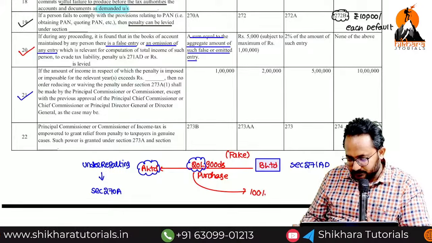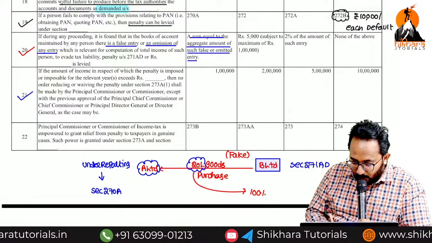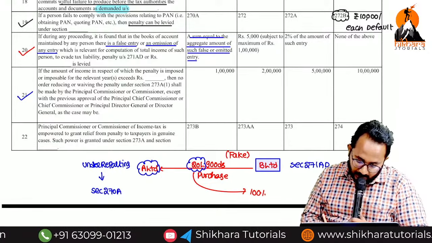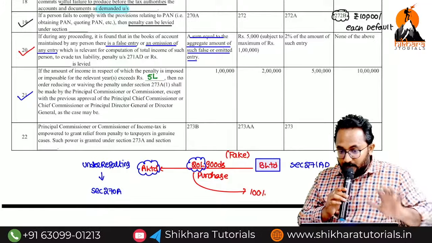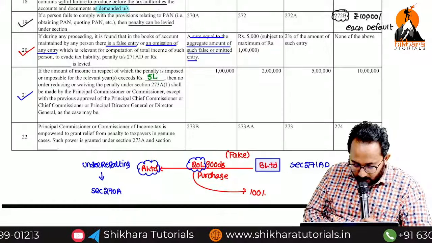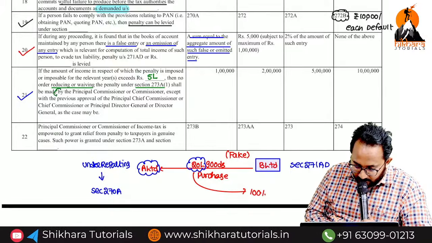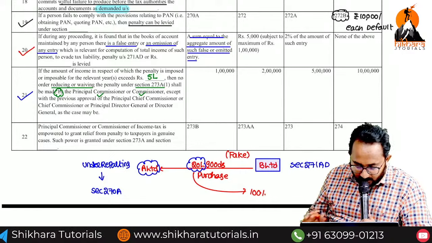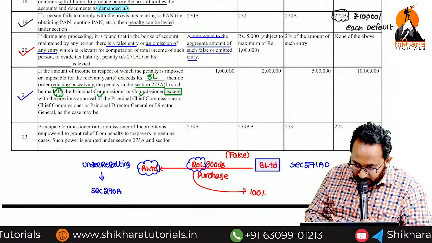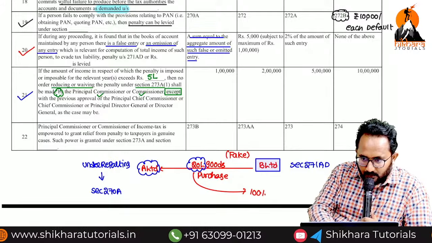Question number 21. This is a very repeated MCQ that they have given in that exam. Please check it out. If the amount of penalty imposed or imposable exceeds what? 5 lakh. Remember the 5 lakh point. If the penalty already imposed on the assessee exceeds 5 lakh, then reducing or waiver of the penalty under 273A shall be made by the Principal Commissioner or Commissioner of Income Tax, except with the previous approval of the higher authorities.